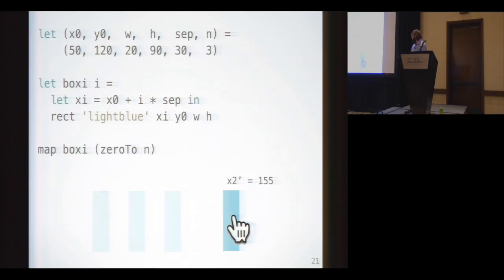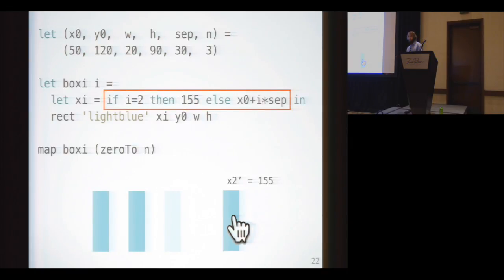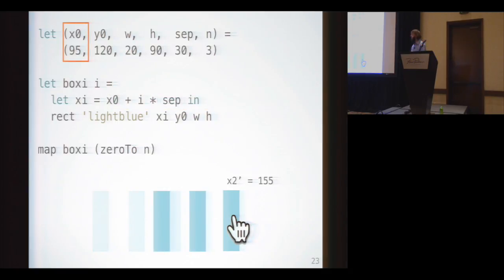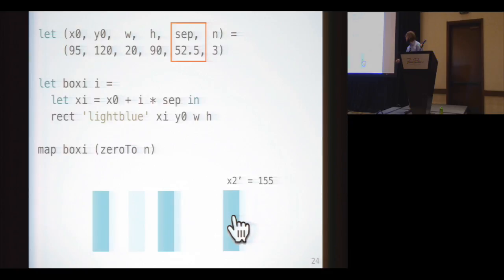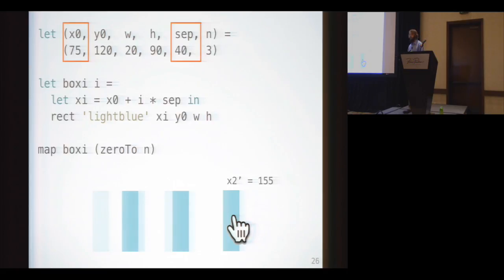So, for example, we might change it so that if the index is 2, then we'll use the value 155. Otherwise, we use the original formula. This will translate the third box and leave the other 2 boxes. We might change x0, the x position, which would shift all the boxes together. We might instead change the separation. This will spread all the boxes apart. In fact, we could actually change both x0 and sep.